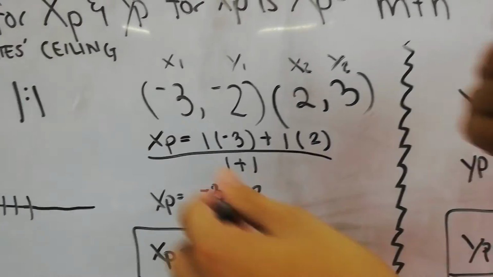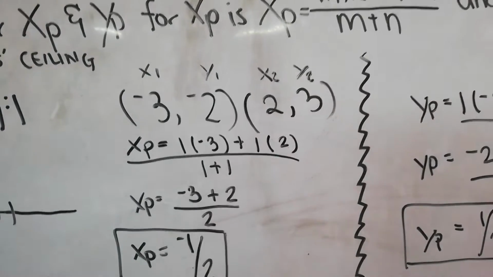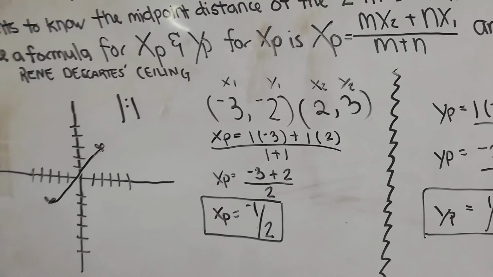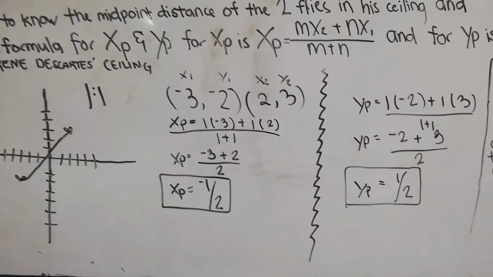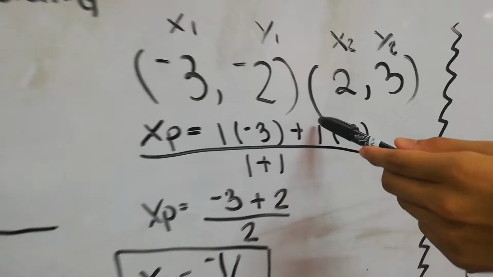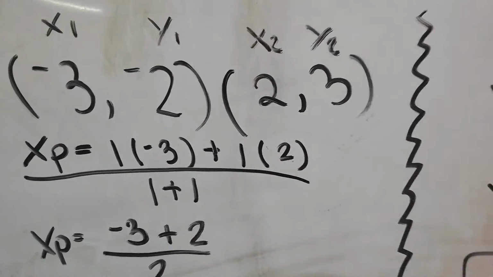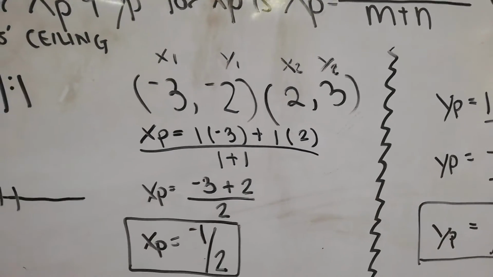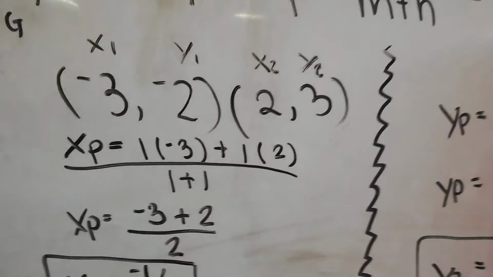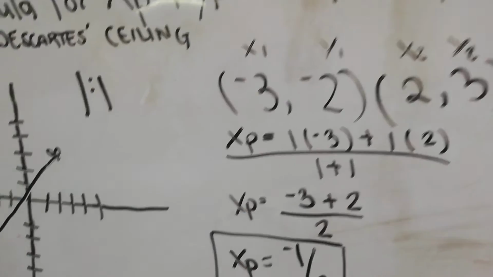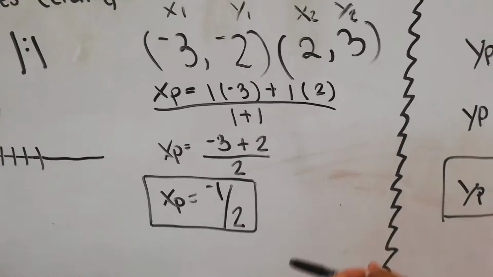So this is Rene Descartes' ceiling. And the first fly's placement in the ceiling is -3, -2, and fly B's placement is 2, 3. Rene Descartes concluded the midpoint of both is -1/2 and 1/2.